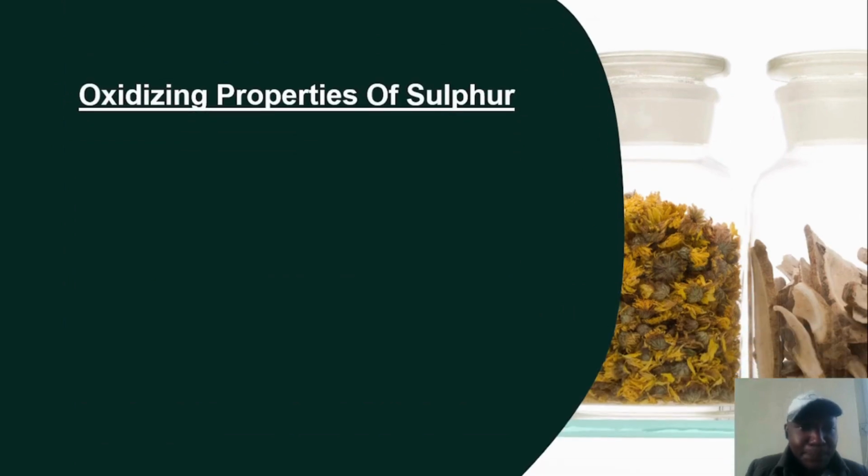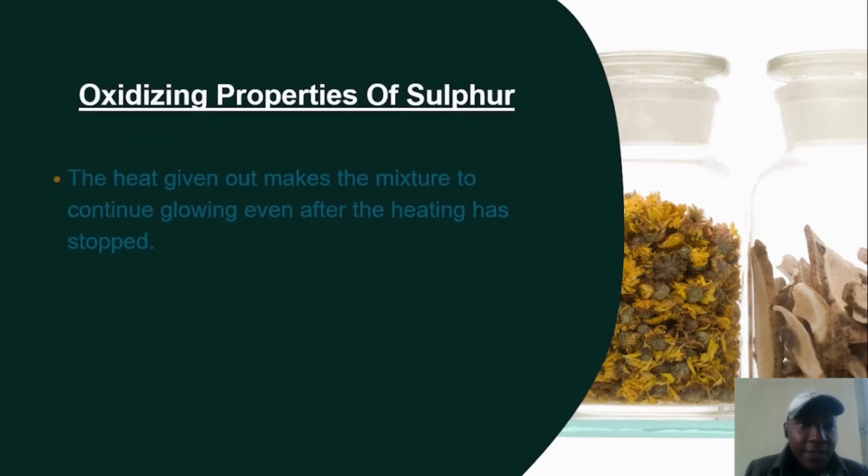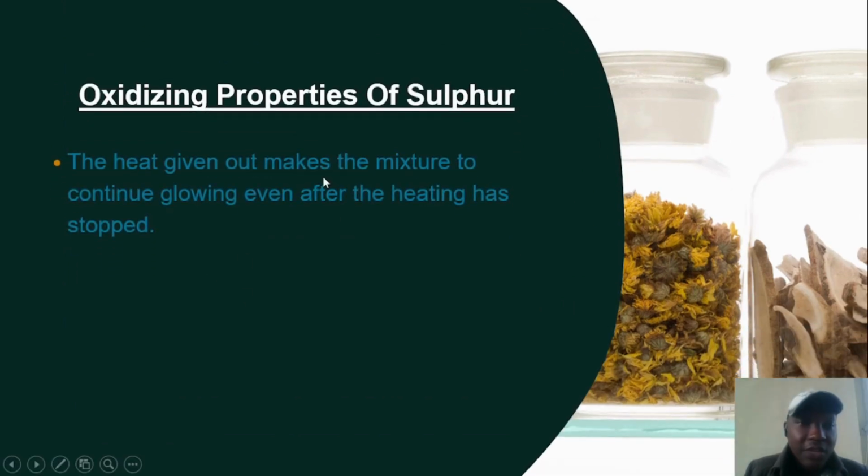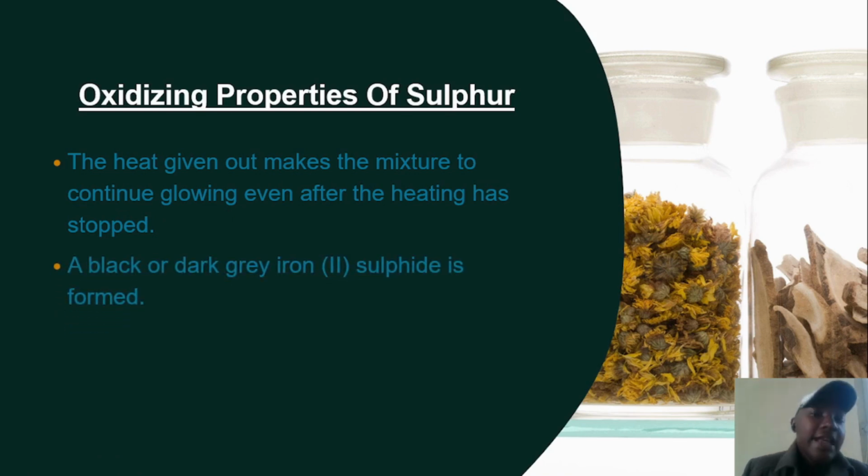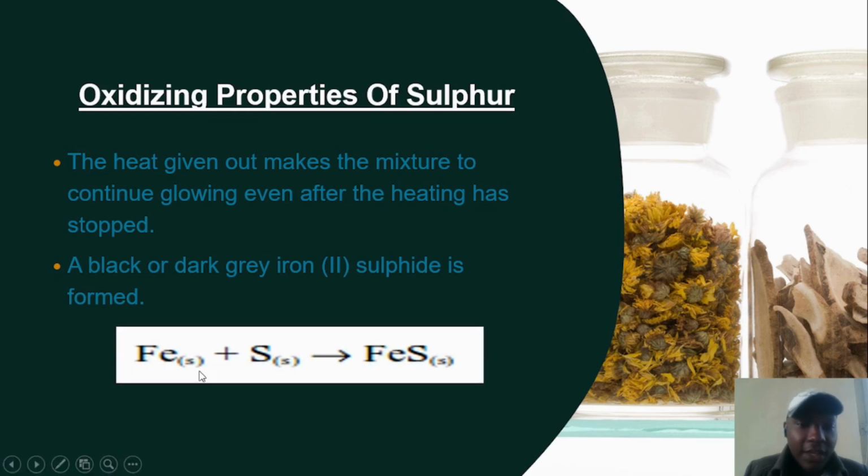The heat given out makes the mixture continue glowing even after the heating has stopped. A black or dark gray iron(II) sulfide is formed. That's the result of this kind of reaction, and here you can see how the reaction occurs.